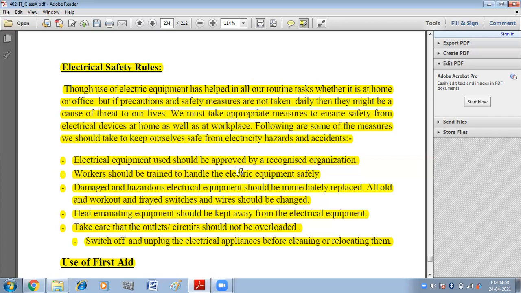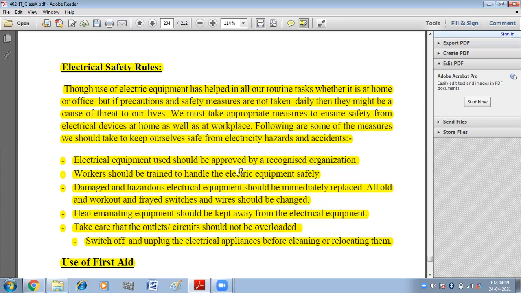Electrical equipment should be approved by a recognized organization. Always try to use the electrical equipment which is recognized, which has a particular seal on it. Workers should be trained to handle the electric equipment safely. Workers who work with the electrical equipment should be fully trained about their working.